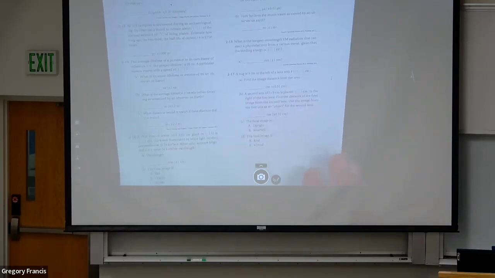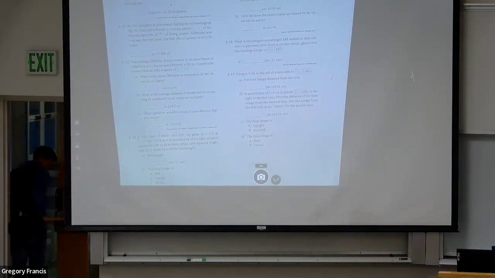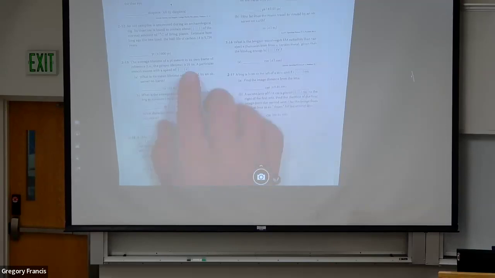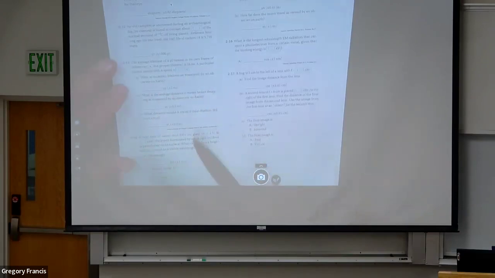The average lifetime of a pi meson in its own frame of reference, where it's at rest, is 26 nanoseconds. It was a mu meson in our experiment at MIT. So this is 26 nanoseconds. If a particular meson is moving with a speed of, what speed would you like there? 0.9768. That's fast.